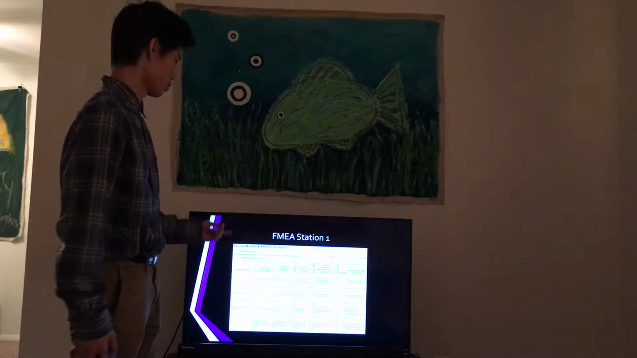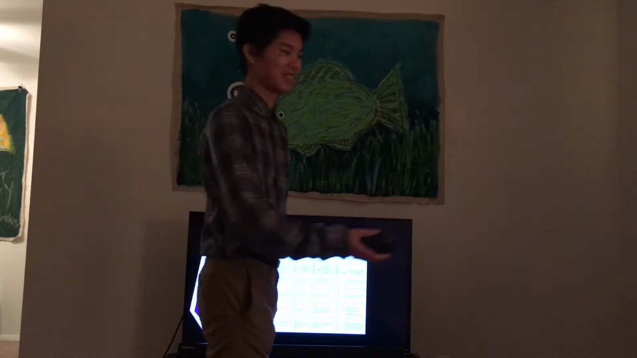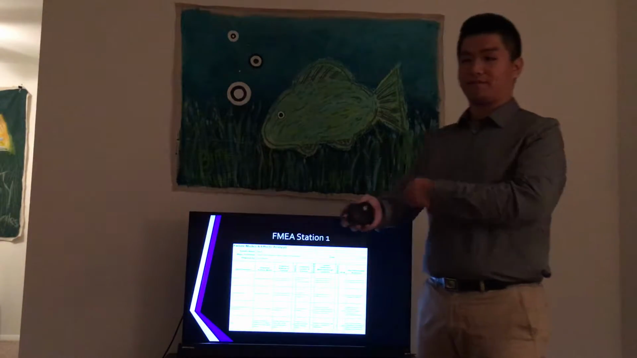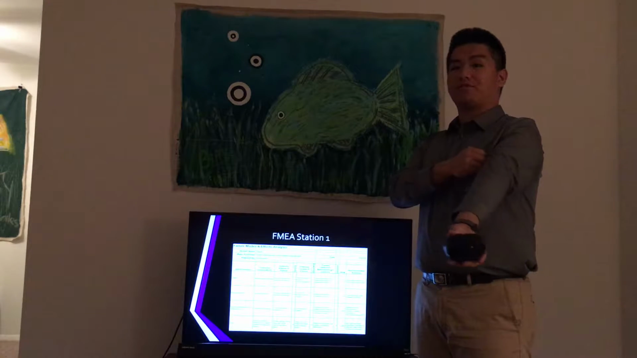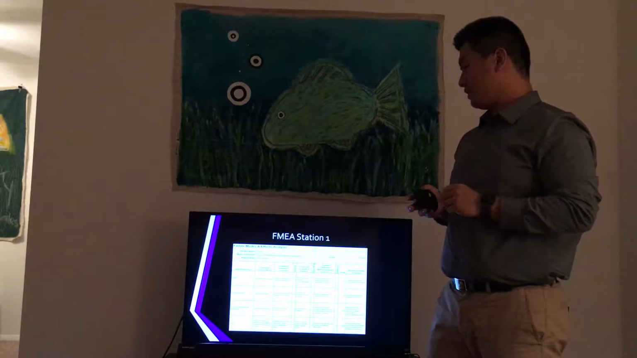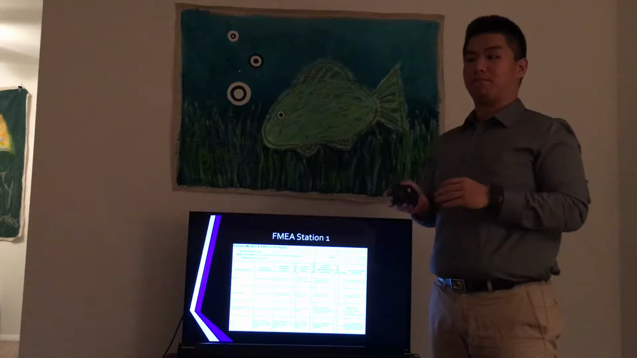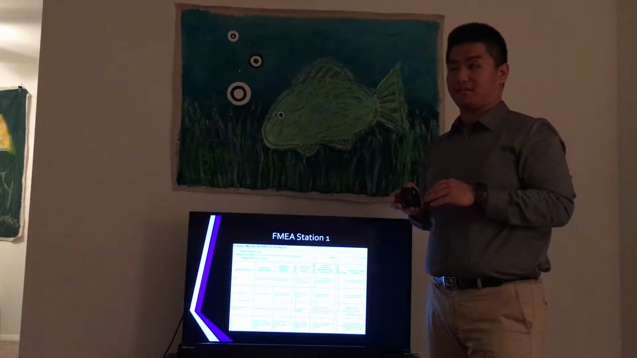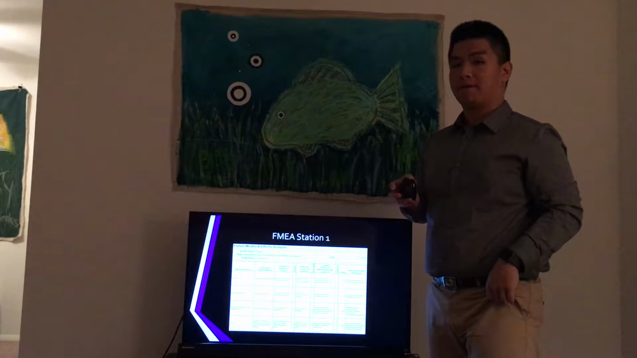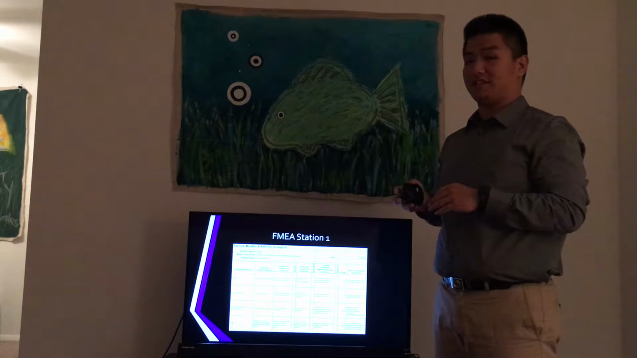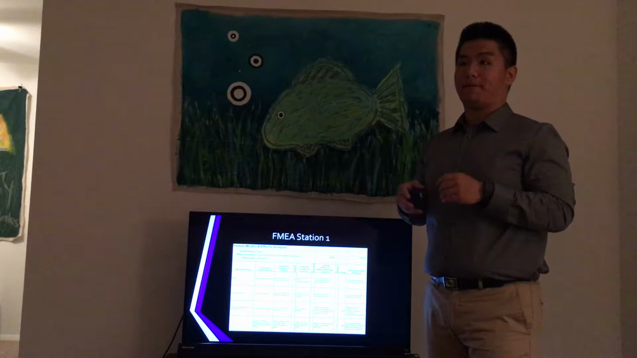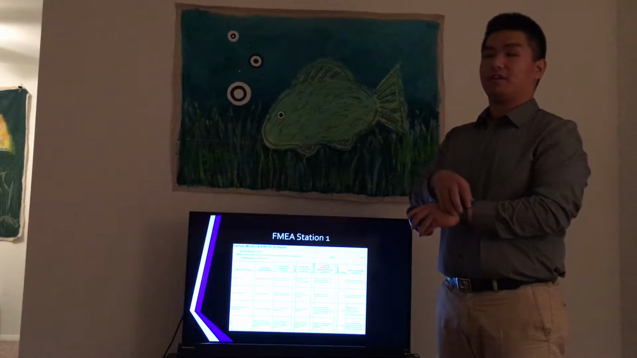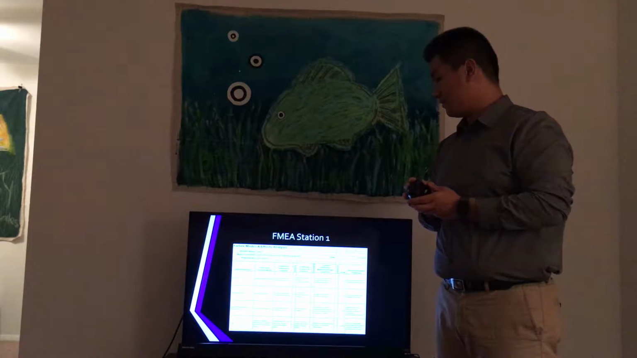And now we will talk about the failure modes and effect analysis. So here is the failure mode and effect analysis for station 1. The biggest issue we have for station 1 is that the connection between the tracks, the edges of the tracks, might not be consistent. So what that means is that the tracks won't work, so the whole station will fail. So we might need a more careful manufacturing process to ensure that issue is solved.